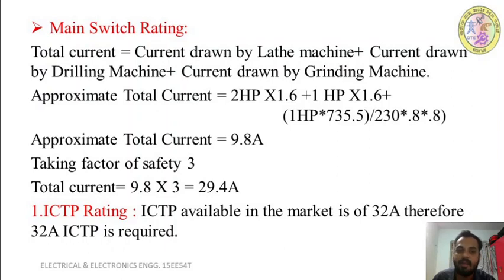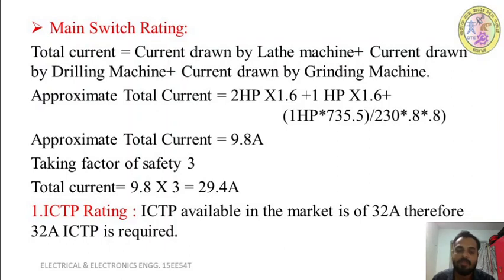So while calculating the main switch, you have to take the factor of safety as 3. So the total current required by the main switch rating is 9.8 into 3, that is 29.4 ampere. Means our switch is capable of taking this 29.4 ampere. Hence, since these machines we are using are 3-phase machines in our workshop, along with the single phase, we are using ICTP, ironclad triple pole switch.